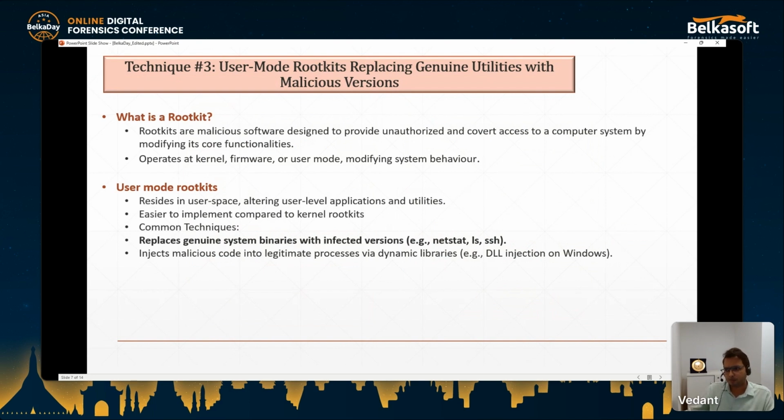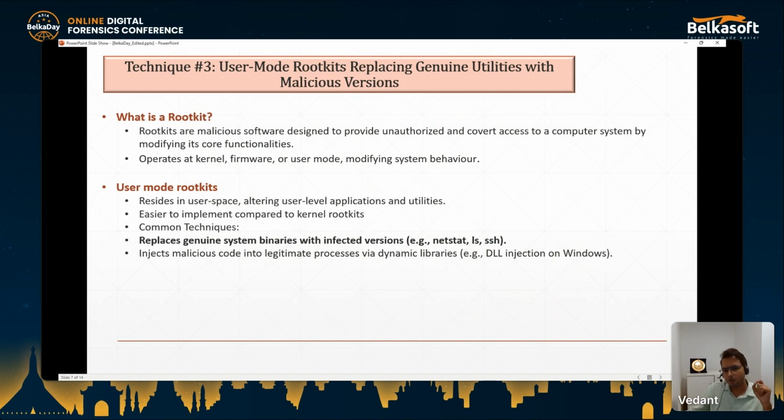Why are they being used so much nowadays? Because they are easier to implement than kernel mode rootkits. What they do is replace the common system binaries with infected versions. On a Linux system, for example, you will see the ls command to list files, netstat to see network connections, or ssh to make connections to remote servers, etc.